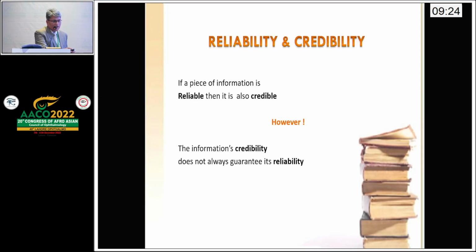Say if a piece of information is reliable, that is also credible. But listen very carefully, the information's credibility does not always guarantee its reliability. So there's a very minor difference between reliability and credibility. Every reliable thing is a credible thing, but not every credible thing is reliable.